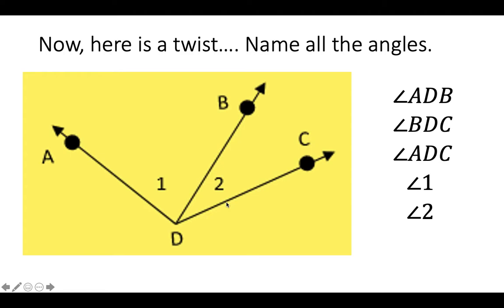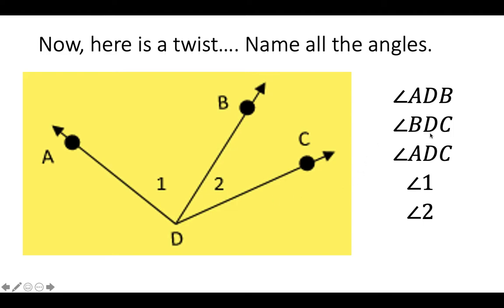And so when we're talking about angle addition, angle 1 plus angle 2 is the whole big angle. So ADB plus BDC equals ADC. The 2 small angles added together equals the big angle. We could also call this angle 1. We could call this angle 2. So there's lots of good ways to name an angle.